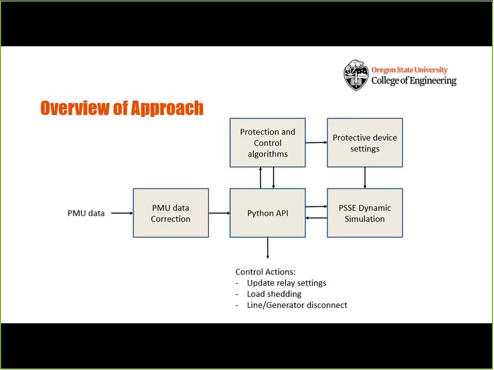The approach in our work, on the left, is that we start with the PMU data, do some PMU data correction, and feed that into a Python API, which is going to control our PSSE dynamic simulation, as well as control the protection and control algorithms and create devices for the PSSE dynamic simulation. Out of that, we're going to get control actions such as updating relay settings, load shedding, or line and generator disconnect.